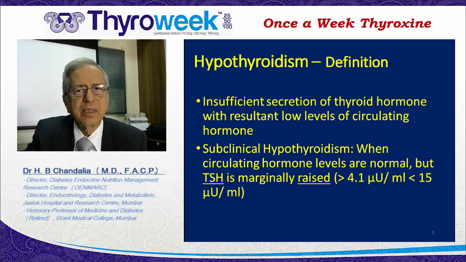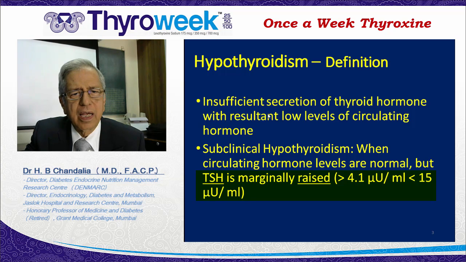Hypothyroidism can be defined very simply: it is due to insufficient secretion of thyroid hormone with resultant low levels of circulating hormone. But subclinical hypothyroidism is defined as a condition where the TSH levels are marginally raised, and usually it is considered that above 4.1 and less than 15 microunit per ml TSH level is indicative of subclinical disease.